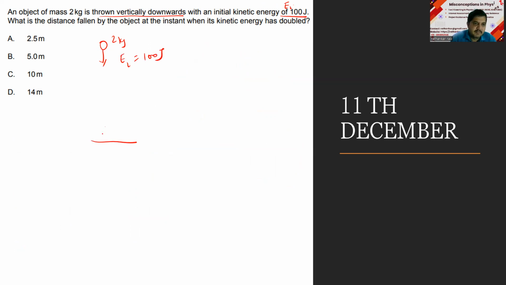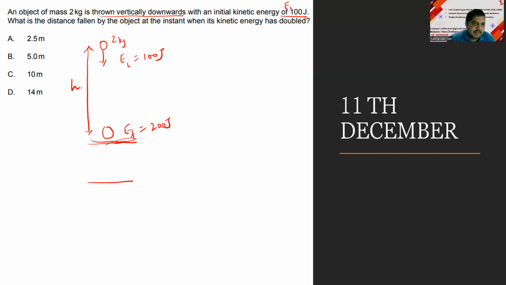Now it falls downwards like this. The distance fallen by the object, at the instant the kinetic energy is doubled. It is not the ground; the ground is somewhere over here. The final kinetic energy should be doubled, 200 joules. Now he is asking, what is the height fallen by the object? This is what has been questioned. Now, how do you solve this?